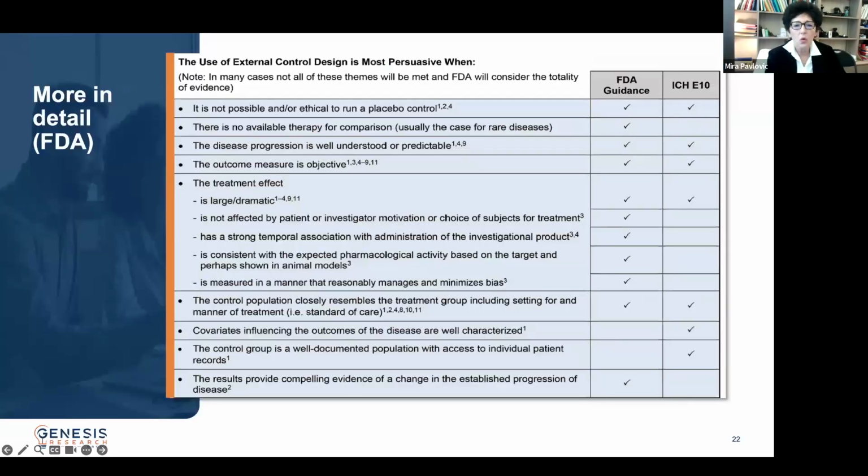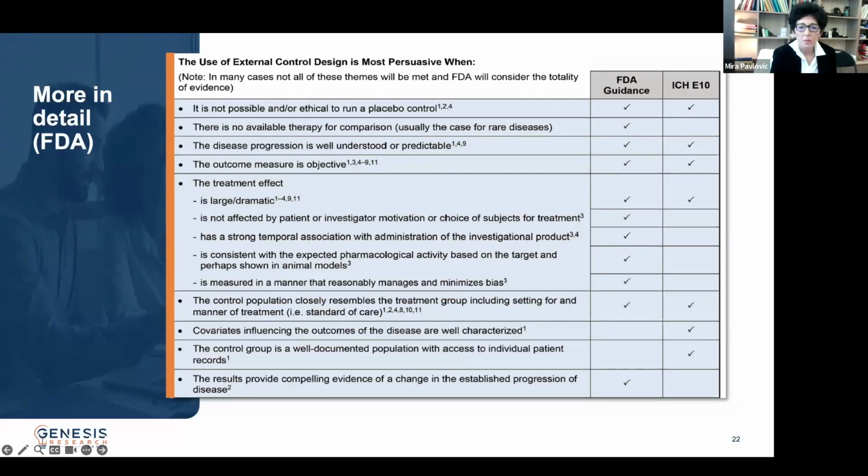When you look at the FDA guidelines and comments, you will see that the reasoning in the regulatory arena is more or less similar. There is no available therapy. The disease progression is understood and predictable. This is important. The outcome measure is objective. The treatment effect is very large. It is measured in a manner that reasonably minimizes bias, etc. And more or less that's that.